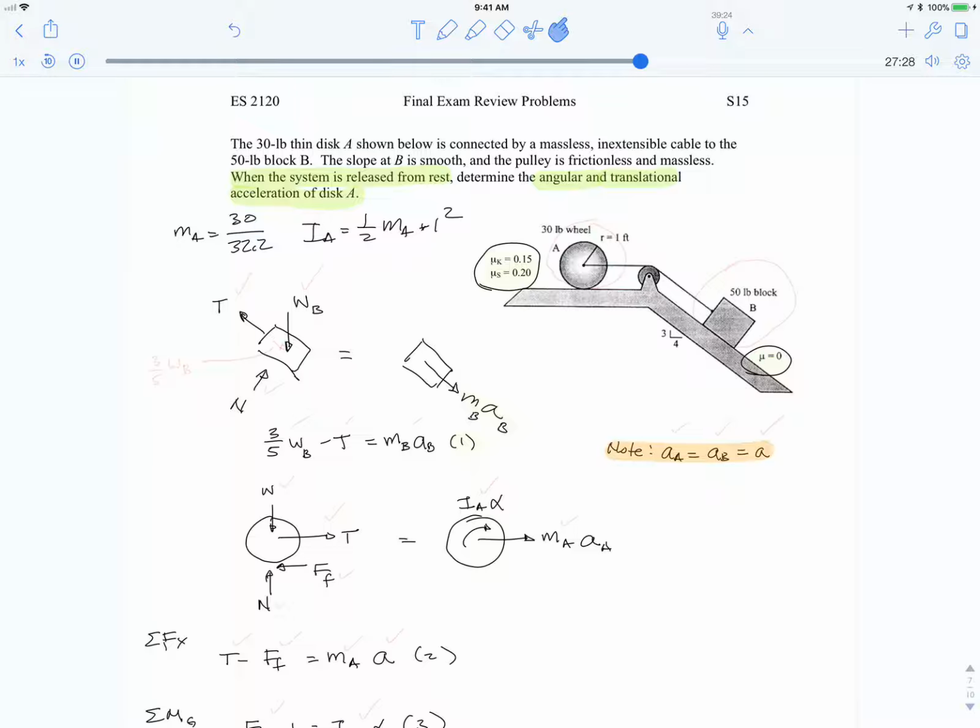So this cannot be a momentum problem and it cannot be an energy problem, because momentum requires a delta t and energy problems require a delta x. So that means this is definitely an equation of motion problem, and if it's an equation of motion problem, that means free body diagrams. So here's the free body diagram of block B.